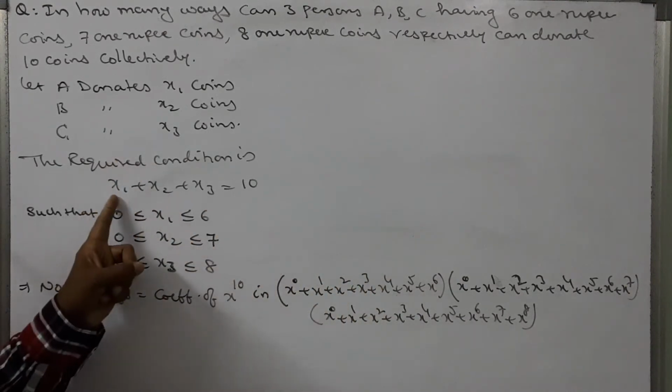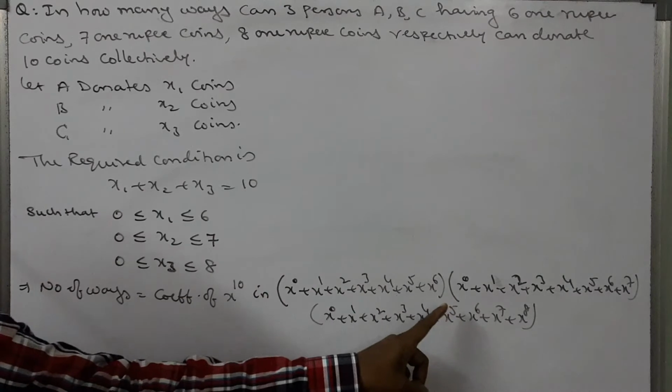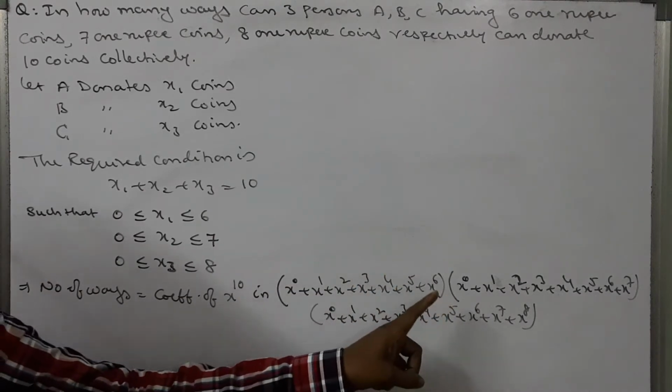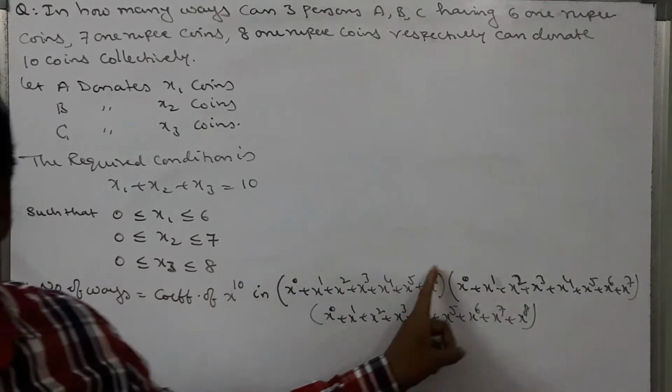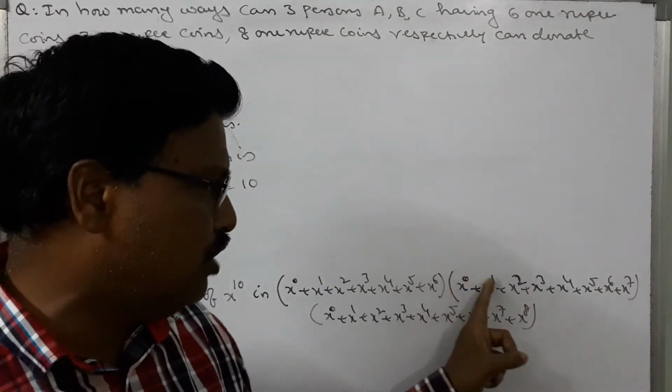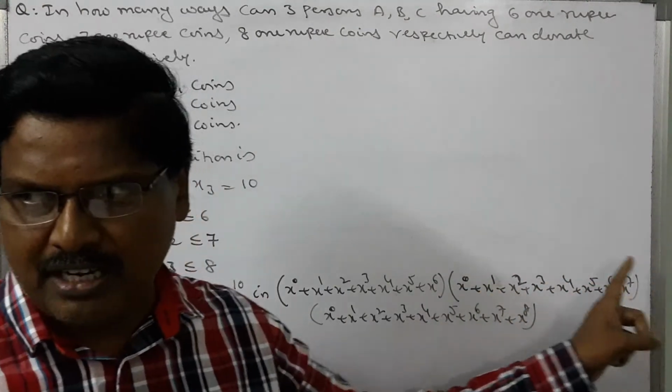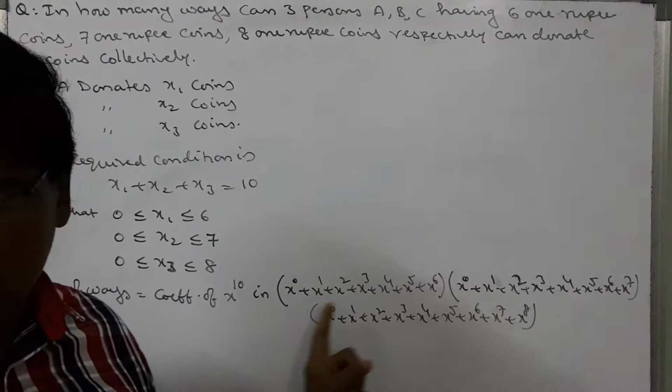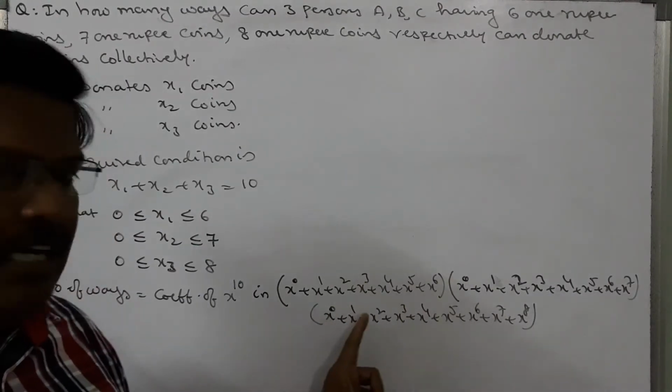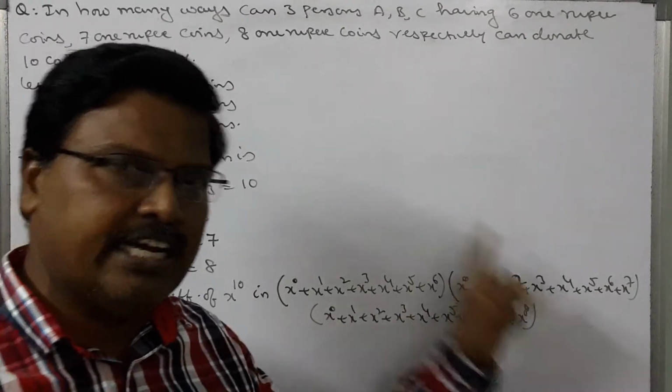For x1 the possibilities are from 0 to 6, so we write powers 0 to 6. Similarly for x2, what are the possibilities? 0 to 7. That's why we wrote 0, 1, 2, 3, 4, 5, 6, 7. For the third variable, what are the possibilities? 0 to 8. That's why we are writing 0, 1, 2, 3, 4, 5, 6, 7, 8.